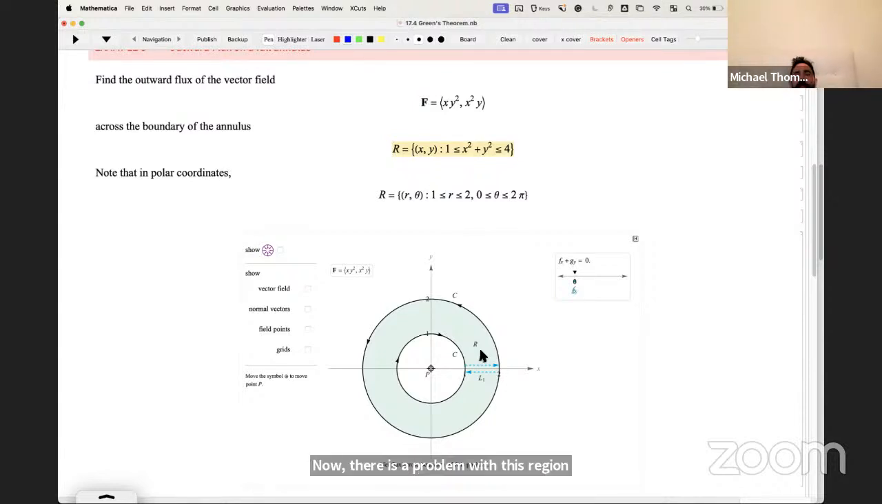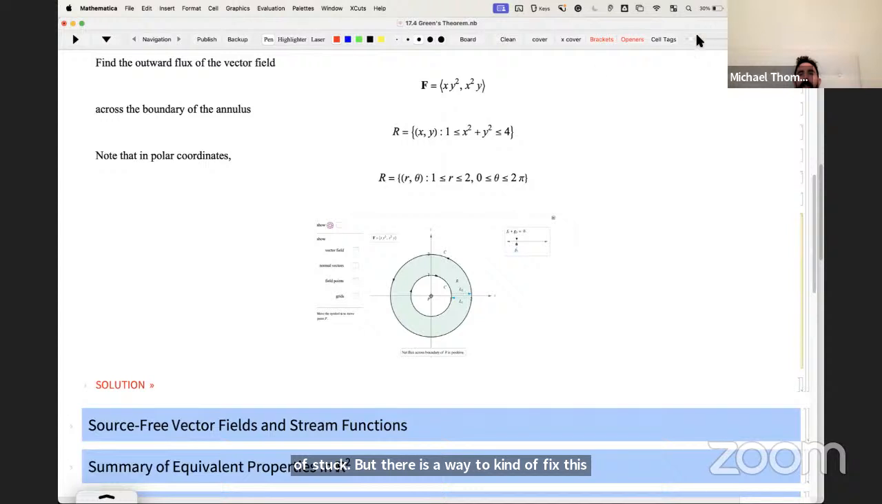Now, there's a problem with this region. It's not simply connected. In Green's theorem, you have to have a simply connected region. In other words, if you remember what simply connected means, it means that if you draw a closed curve in the region, in order to be simply connected, you have to be able to shrink that thing down to a point, and for that point to lie in the region, and we can't. This thing is blocking us. So Green's theorem doesn't apply, unfortunately. But there is a way to kind of fix this problem.